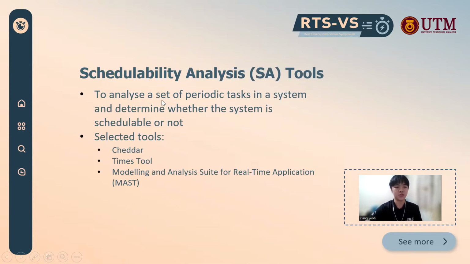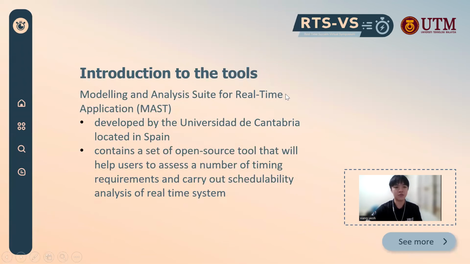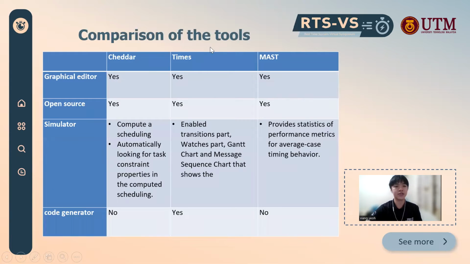The purpose of the tools is to analyze a set of periodic tasks in the system and determine whether the system is schedulable or not. The selected tools this time are Cheddar, TIMES, and MAST. Here is some introduction to the tools, and I'll skip them due to time constraints. And this is the comparison of the tools.